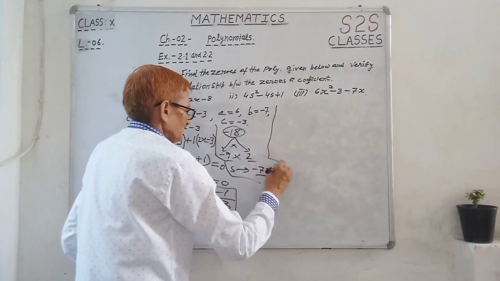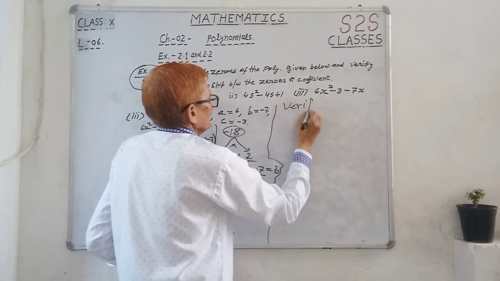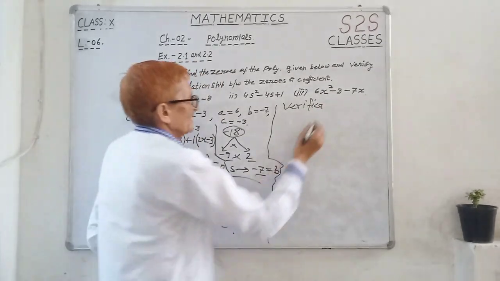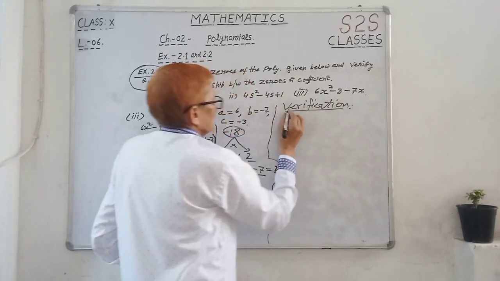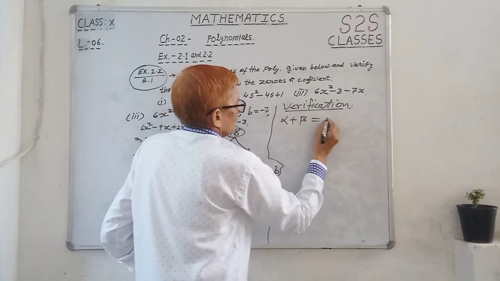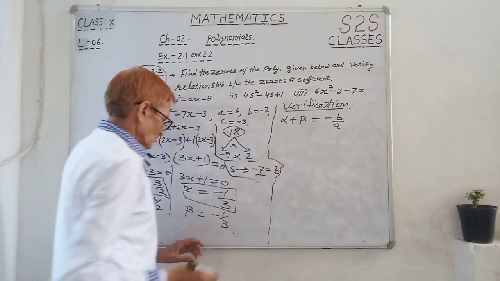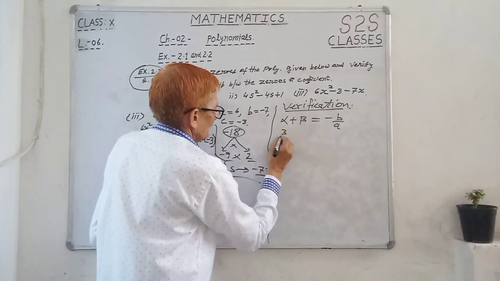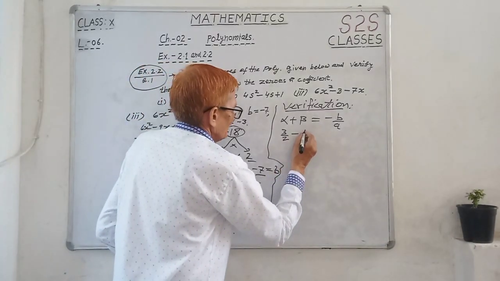Now verify. Verification of the zeros with their coefficients in each equation. Verification. So the sum of the zeros is equal to minus b upon a. So the sum of the zeros, 3 by 2 and minus 1 by 3, then 3 by 2 plus minus 1 by 3.